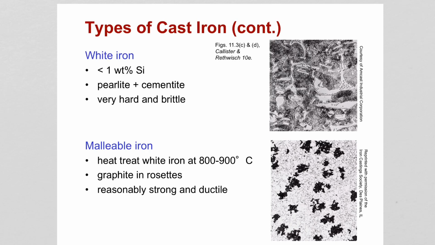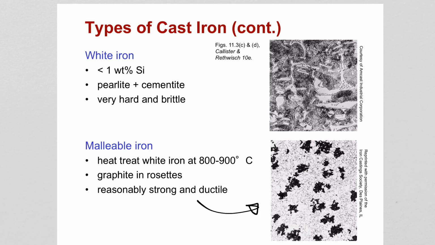Malleable cast iron is an iron alloy. When we heat the white iron at temperatures between 800 to 900 degrees C for a long period of time in a neutral atmosphere, which will prevent oxidation, this will cause the cementite to form graphite. It will now exist in clusters, as you see in this image.